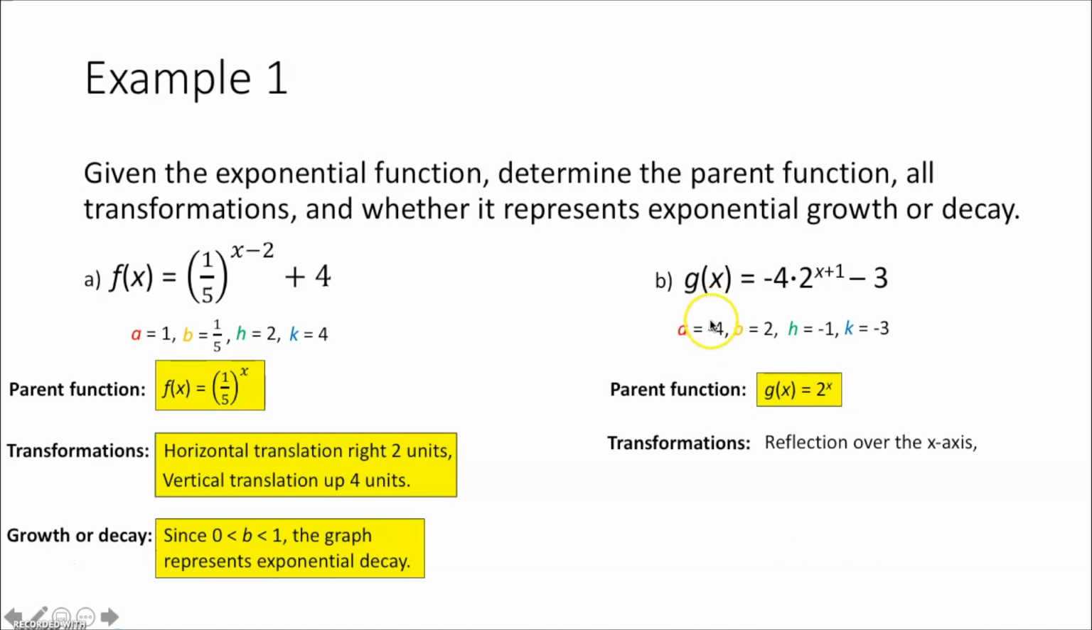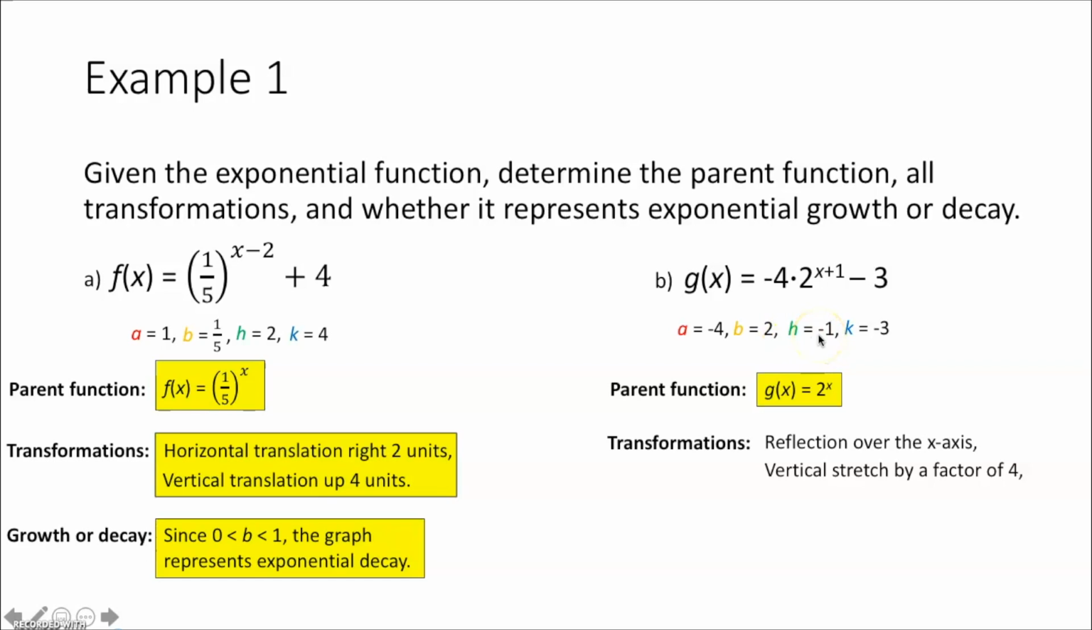Since it's -4, the negative reflects it over the x-axis, and the 4 makes it so that it stretches the graph vertically. So it's a vertical stretch by a factor of 4. Now, why not -4? Because the negative is the reflection over the x-axis. The 4 just tells you how much to stretch it going down now, since it reflected over the x-axis.